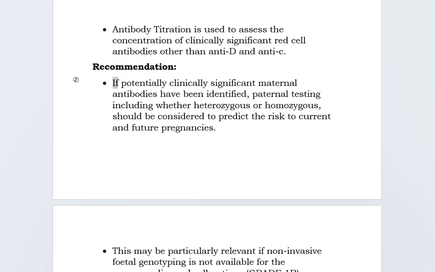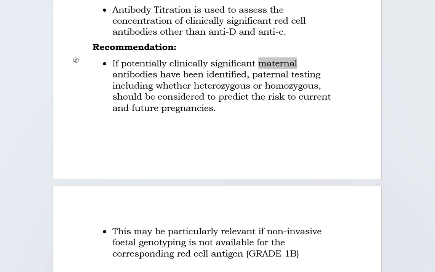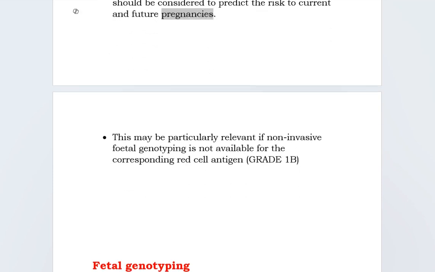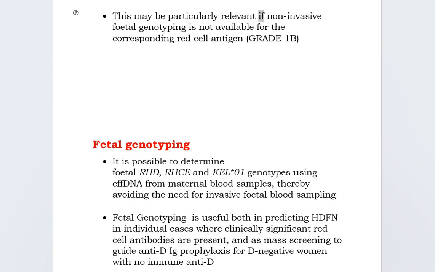Recommendation. If potentially clinically significant maternal antibodies have been identified, paternal testing, including whether heterozygous or homozygous, should be considered to predict the risk to current and future pregnancies. This may be particularly relevant if non-invasive fetal genotyping is not available for the corresponding red cell antigen, Grade 1B.